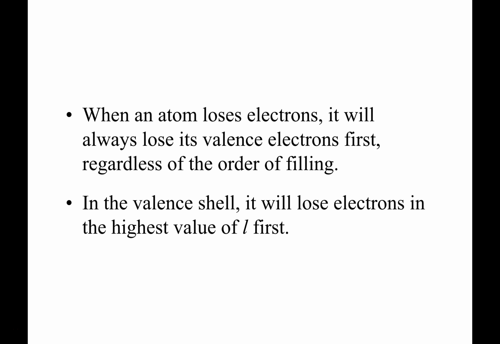All this is saying, if given a choice in the valence shell, it would lose electrons in the highest value of l first. So technically, if you had a magnifying glass, you would see this one go first, and then this one. That's all that is. We're going to talk on Friday about something called ionization energy. These 3 valence electrons are not created equally. This one will go first when you ionize it.